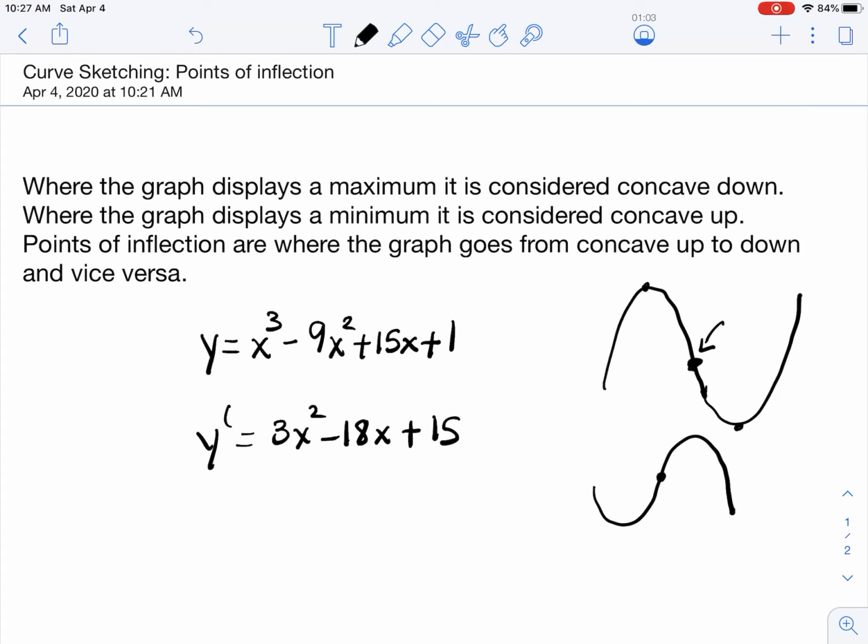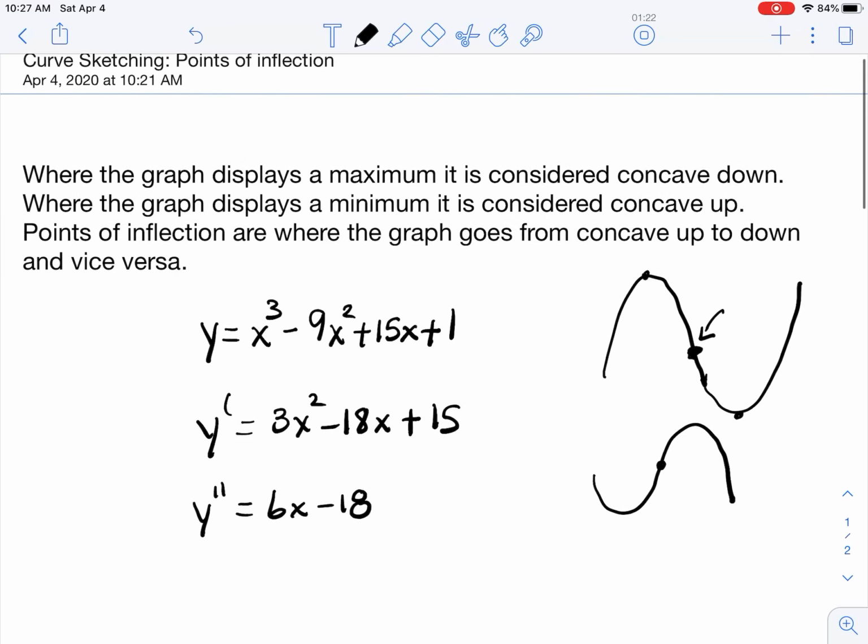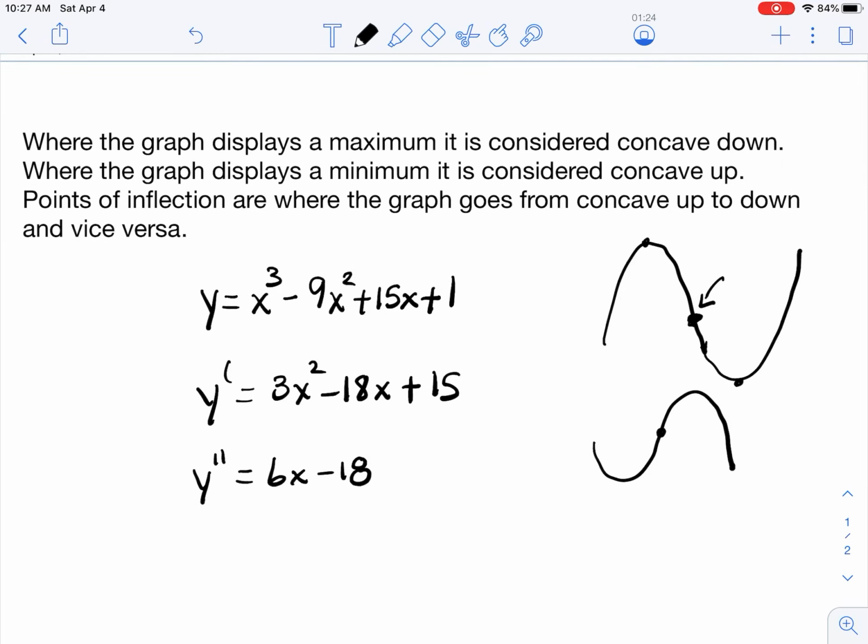So for your point of inflection, your second derivative is what you're going to need. You can see here I've already got my original function written down because I'm going to need that in a second. I've got my first derivative we calculated in prior videos. Now I'm going to need my second derivative for my point of inflection. What you want to do is take that second derivative and set it equal to 0 and solve.